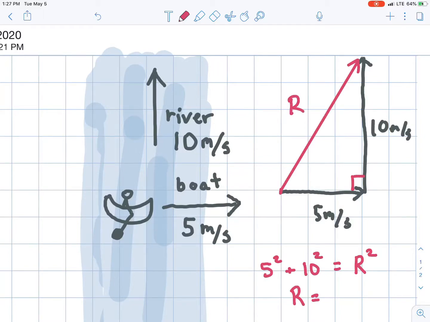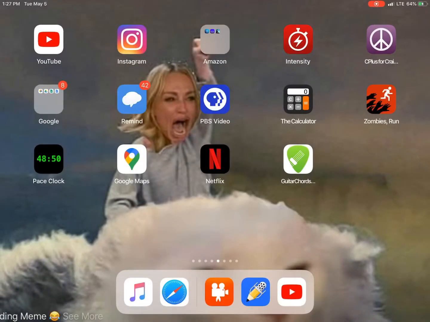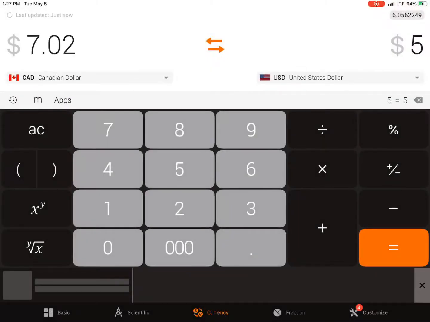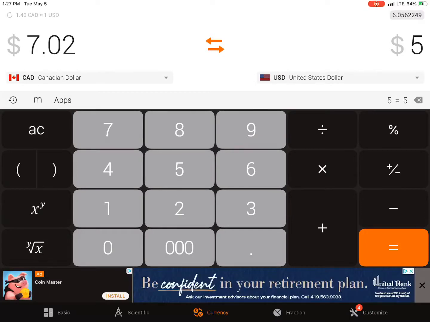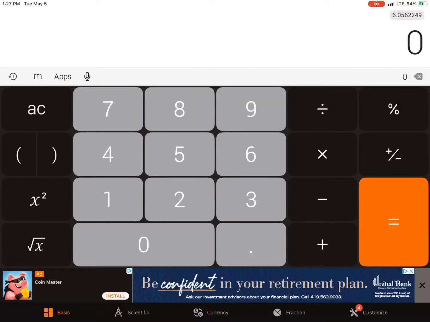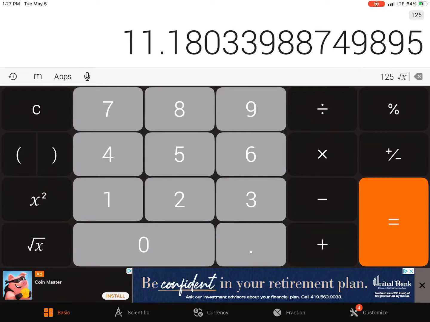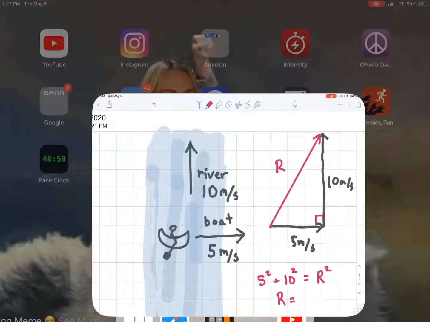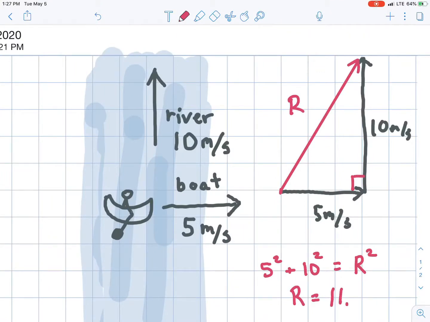Okay, calculator wise, I'm going to have to do a little quick zip here. Let's put it on just basic. All right, so we have 5 squared plus 10 squared equals, and then we have to take the square root of that because that's R squared yet. Take the square root, and we get 11.2 meters per second. All right, now that's R.